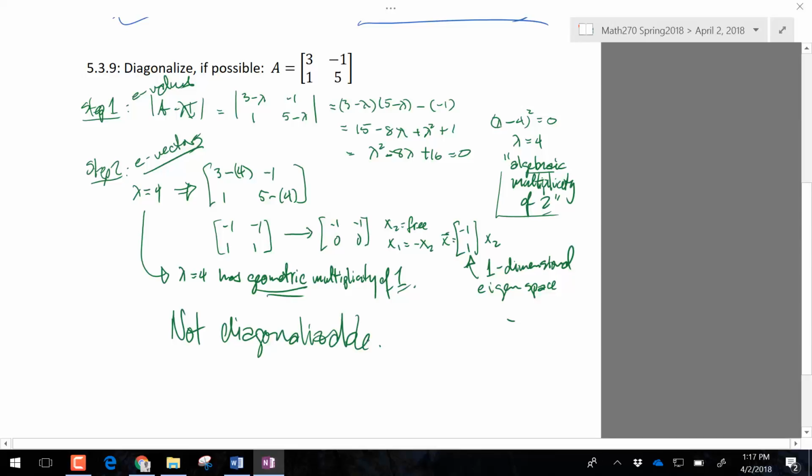Okay, it's not diagonalizable, then there's not much more we can do about this, so we can't diagonalize it. Okay, any questions? Yeah.